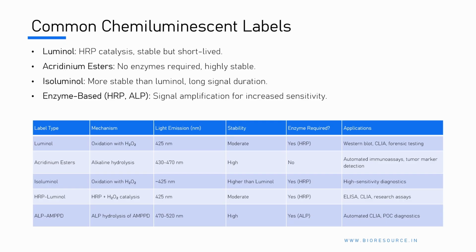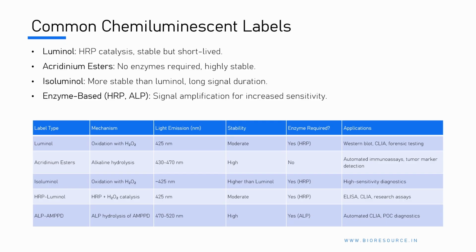In the ALP-AMPPD system, ALP catalyzes the hydrolysis of AMPPD, triggering a chemiluminescent reaction. The advantage is that it generates a longer lasting glow, making it ideal for high throughput automation. The major disadvantage, however, is that it requires precise temperature control for the enzyme activity. Here you can see the comparison of different label types and their light emission wavelength, stability, etc.